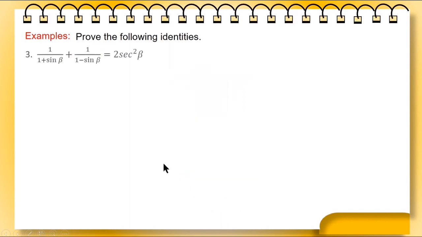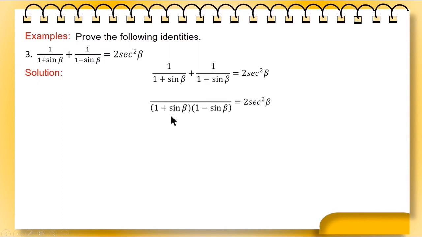Number 3. Prove 1 over 1 plus sine beta plus 1 over 1 minus sine beta is equal to secant squared beta. Work on the side with fraction. Combine them and simplify. On the left side, find the LCD, and that is 1 plus sine beta times 1 minus sine beta. Simplify. Divide the LCD by the denominator of the first term. Here, we cancel out 1 plus sine beta. We're then left with 1 minus sine beta. Multiply it by 1, so 1 minus sine beta times 1 is 1 minus sine beta.